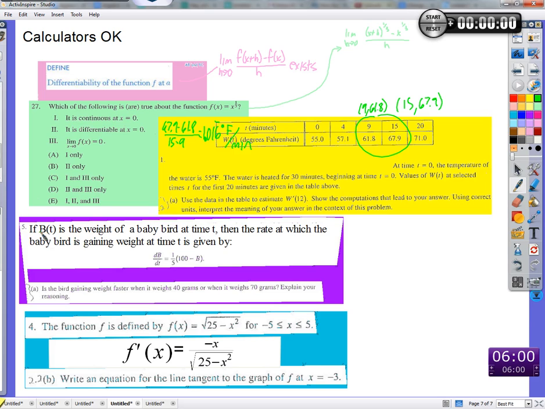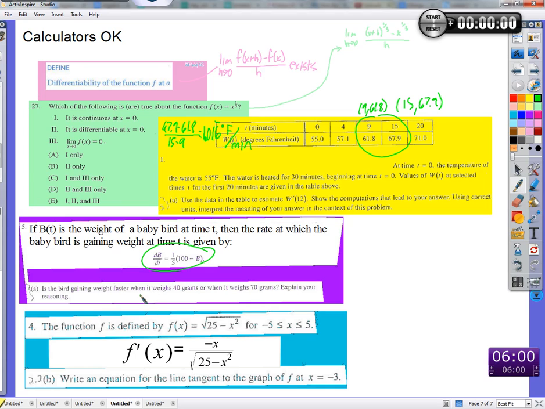So b of t tells us the weight of the baby bird at time t. Then the rate at which the baby bird is gaining weight at time t is given by this. So this is how fast the baby bird is gaining weight at time t. Okay? So say I figure out what this is, and I get a big number. What would a big number mean in the context of this problem? Gaining weight quickly. And if it's a small number? Slowly. Right.